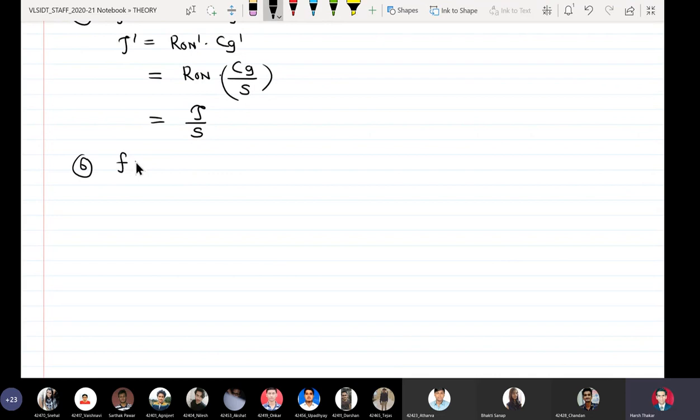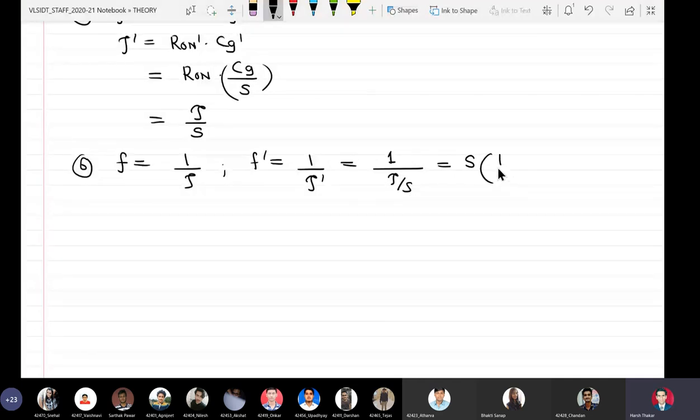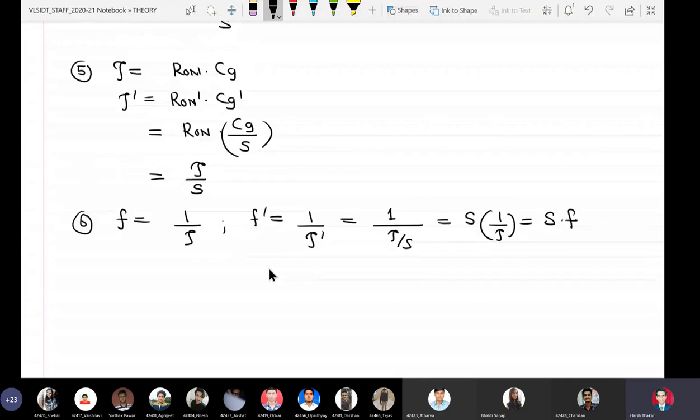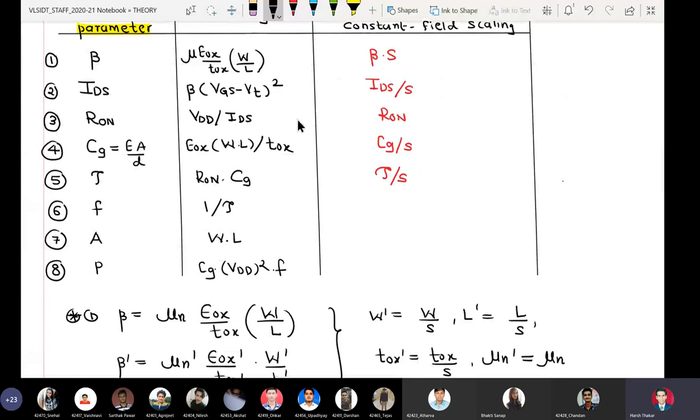Sixth parameter is f equal to 1 over tau. So f dash is equal to 1 over tau dash, is equal to 1 over tau by S, which is equal to S into 1 by tau, is equal to S into f. So if you see here, the new operating frequency is the old operating frequency multiplied by a factor of S. So my conclusion is it is f into S.